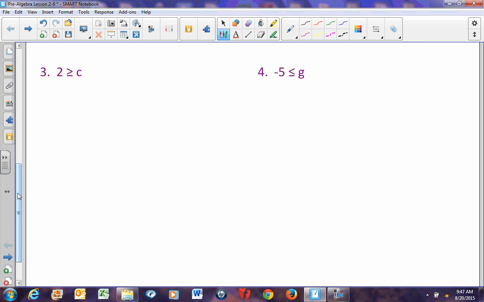And question number 3, I have 2 is greater than or equal to c. If I want to rewrite this so the variable comes first, which is highly suggestive, I'm just going to do c. Notice it was pointing at c, so I have to have it pointing at c and open at 2. So c is less than or equal to 2. 2 is greater than or equal to c. Okay, so here's my lovely little number line again.